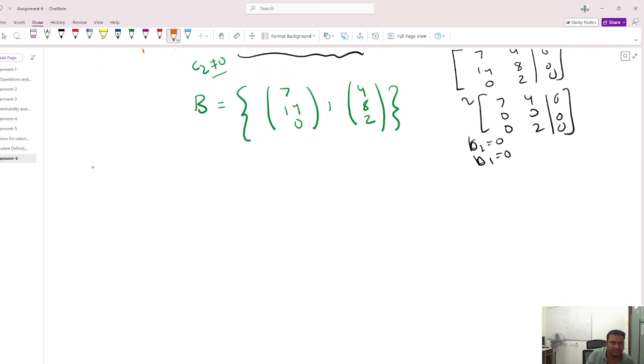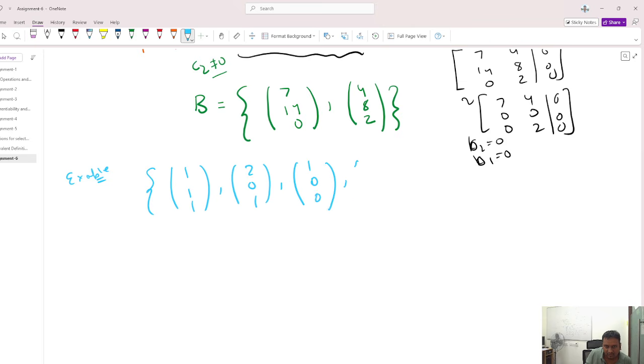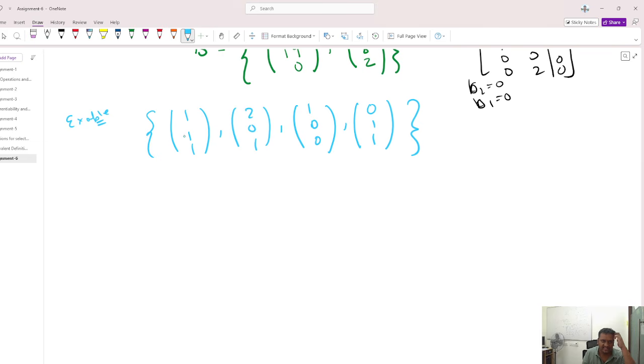Let me take one more example. So, for example, something like 1, 1, 1, 2, 0, 1, 1, 1, 0, 0, 0, 1, 1. I have to find a basis for this. So let us first consider C1 into V1. Let's call these V1, V2, V3, V4. I already have a span, right? I need to check the conditions, when are these linearly independent or not, those kind of things, right?